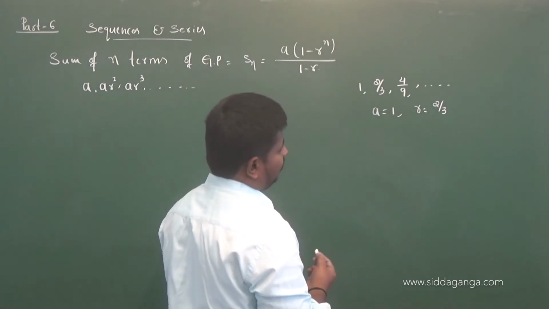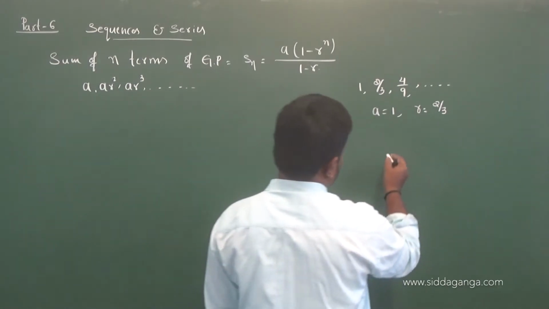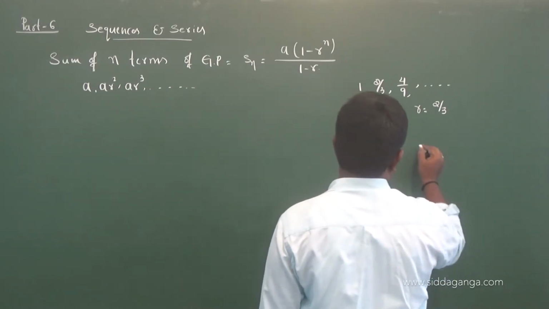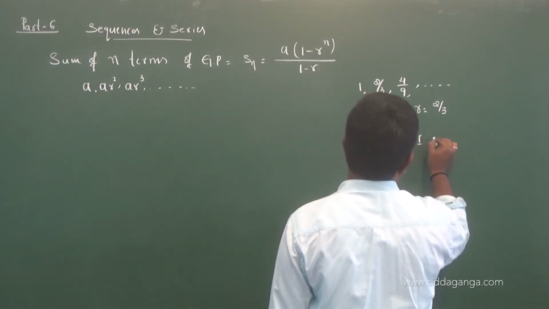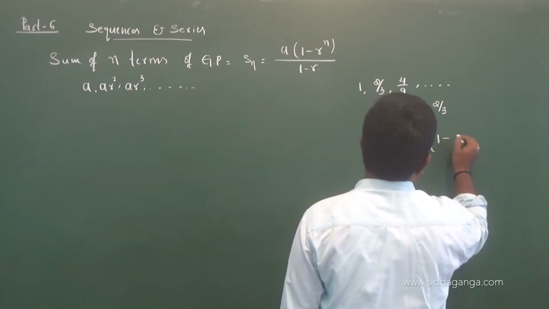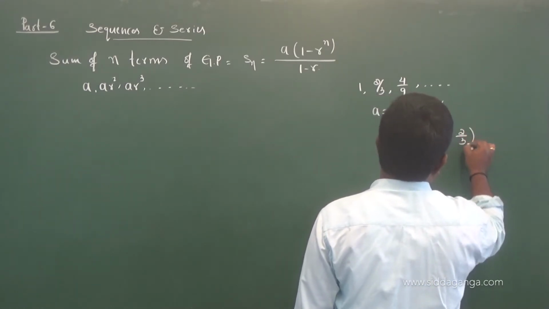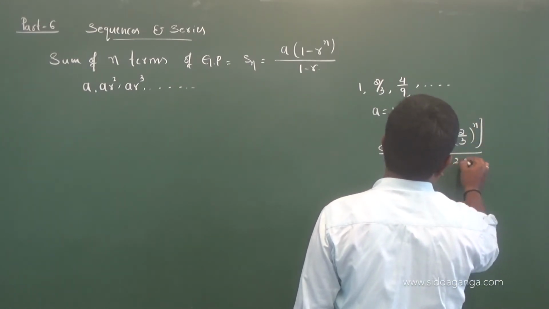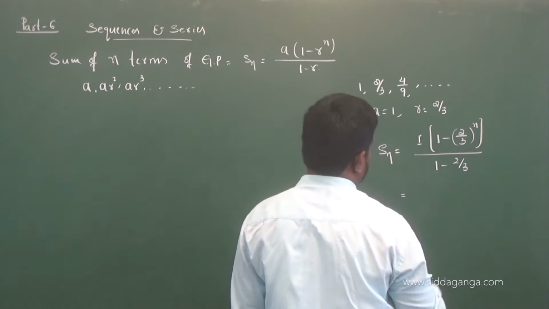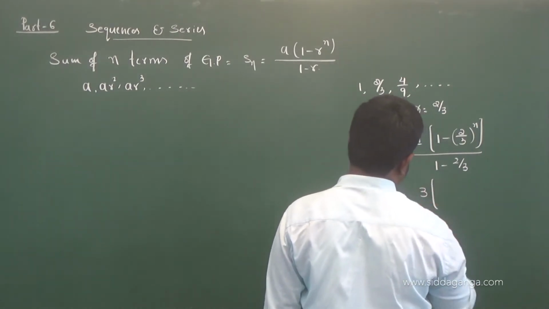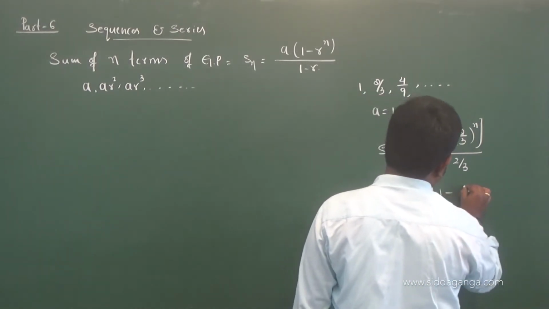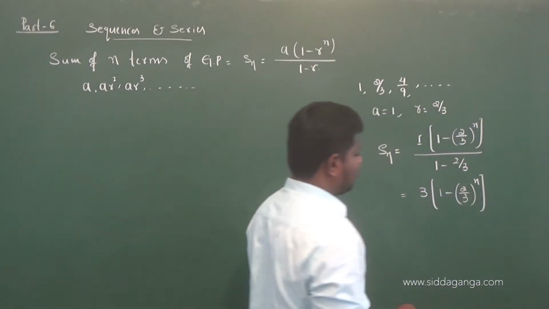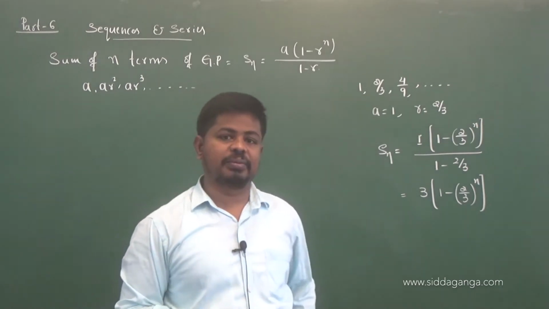Let me find the sum of n terms for this. So, what do you get? Sn is equal to a into 1 minus r power of n by 1 minus r, where a is 1 and r is 2 by 3. So, what do you get here? 3 into 1 minus 2 by 3 whole power of n. What is n actually? The number of terms. This is for n number of terms.